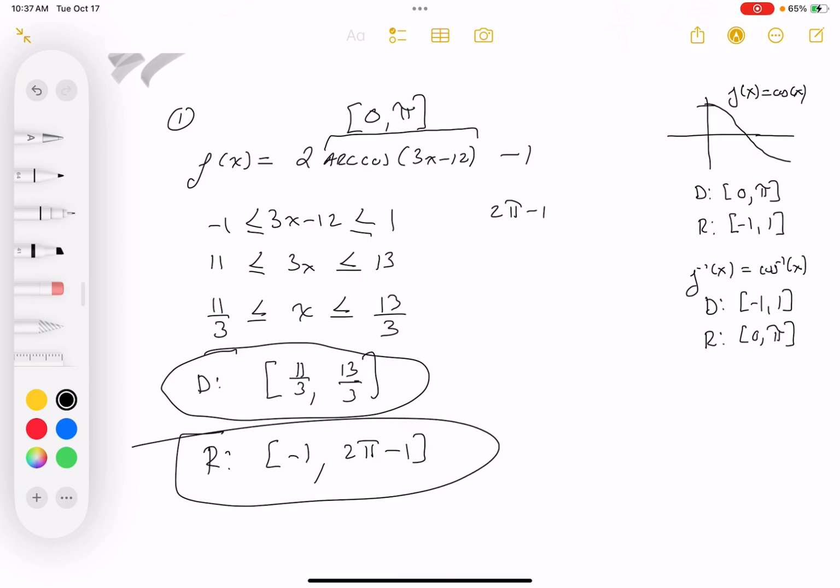All right, we're done with that one. That wasn't bad. And if you want to graph it out, you can. If you have a calculator, it can't hurt to graph it out.